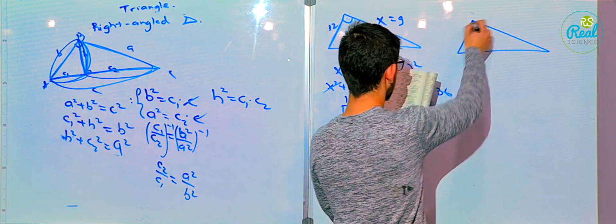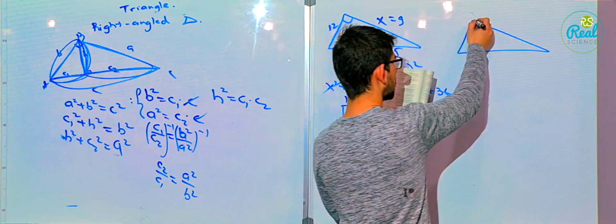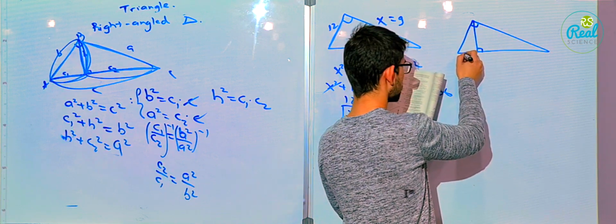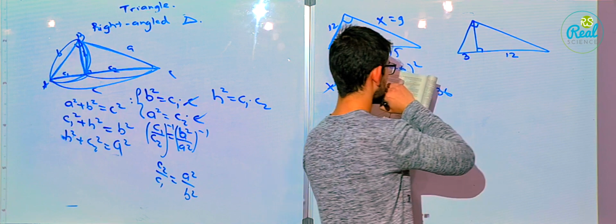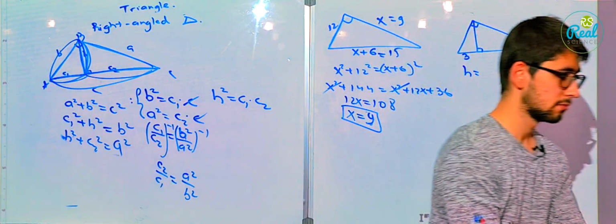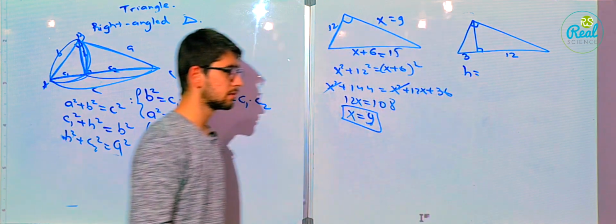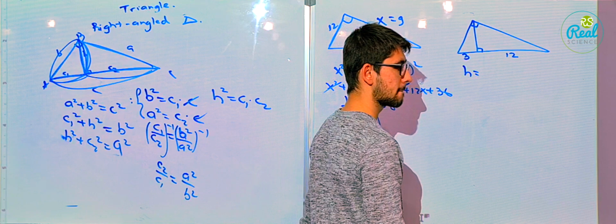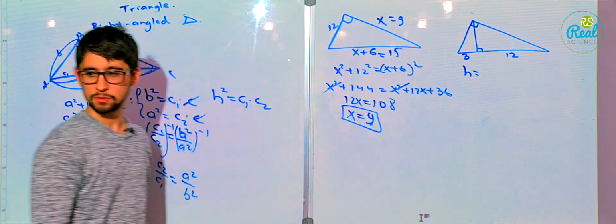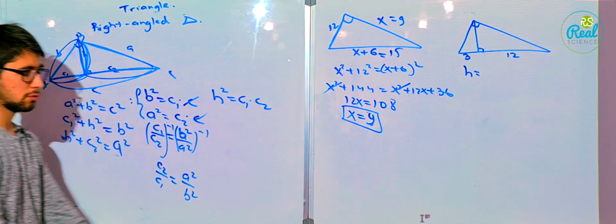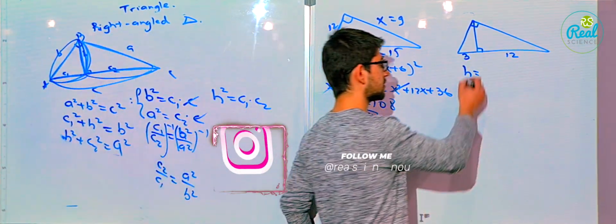In a right angle triangle, an altitude is dropped, and it divides the hypotenuse into line segments, projections of 3 and 12. Find the altitude. So how to find it, Davlatbek? C square equals A square plus B square. 3 square plus 12 square.